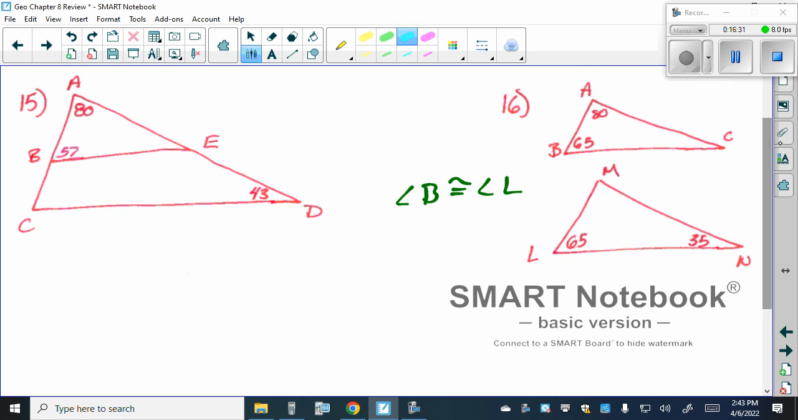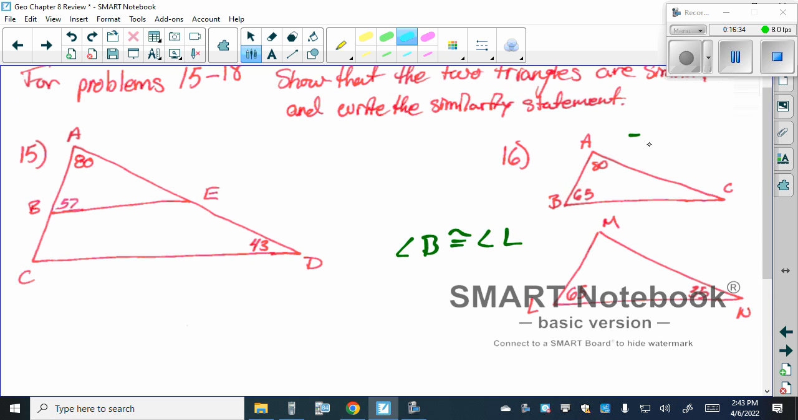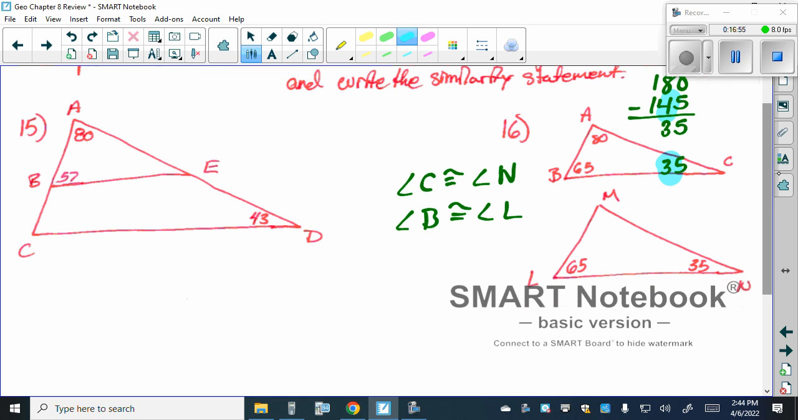C and N, well, 85 and 60, if we add those together and then subtract from 180, is 145. And if we subtract that from 180, we get 35 degrees. So angle C is congruent to angle N. There's two angles, so triangle what? We just need to pick BAC. It's similar to triangle, so here we started out with B, which is 65, so the other one will start with L.